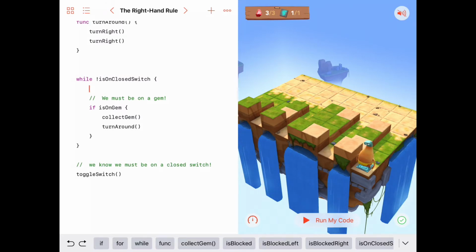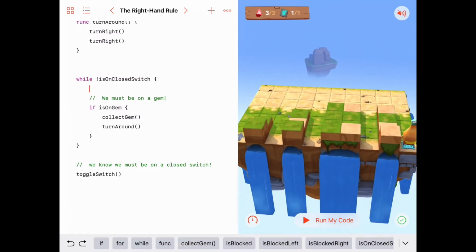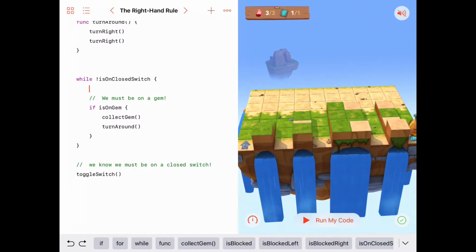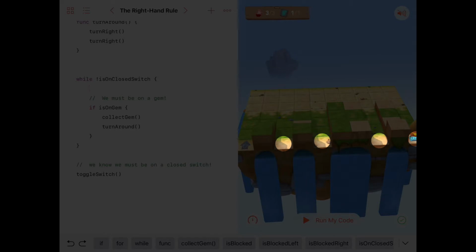And let's ask ourselves, when do we want to navigate around the wall? Well, we kind of always want to keep navigating around the wall, except in one case. And that one case is if we're on a gem, right? If we're on a gem or we're on a closed switch or something like that, then we don't want to keep navigating around the wall.